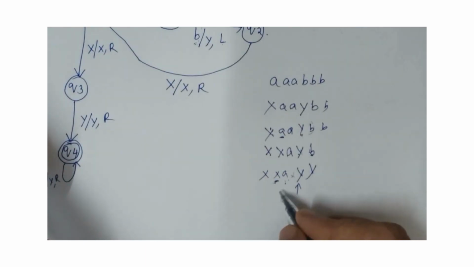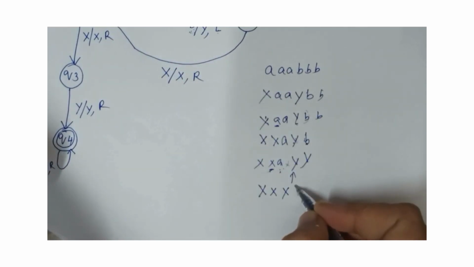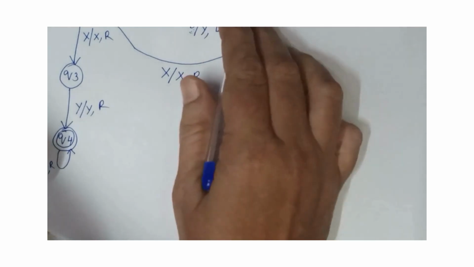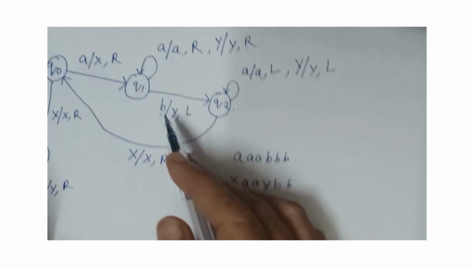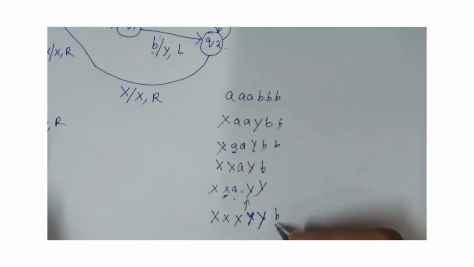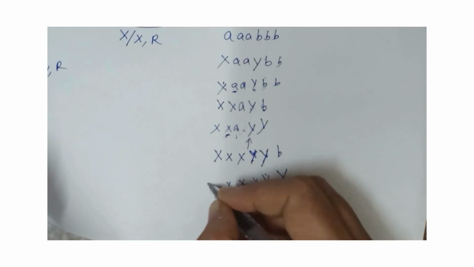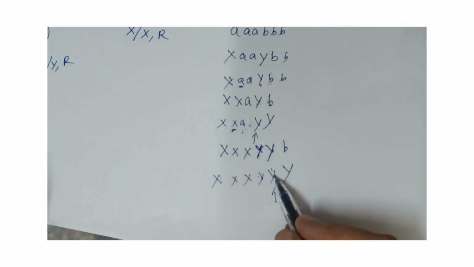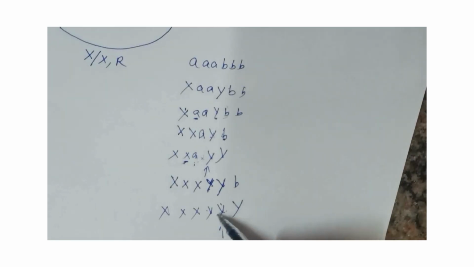Then we will go to the third symbol. Replace A with X. Then we have Y's here, and all Y's should be read and written. Read Y, write Y, move to right. Now I got B. Read B, write Y, replace B with Y. So finally we are here. Whatever Y's are there should be read and written. Read Y, write Y, move to left, for all Y's.